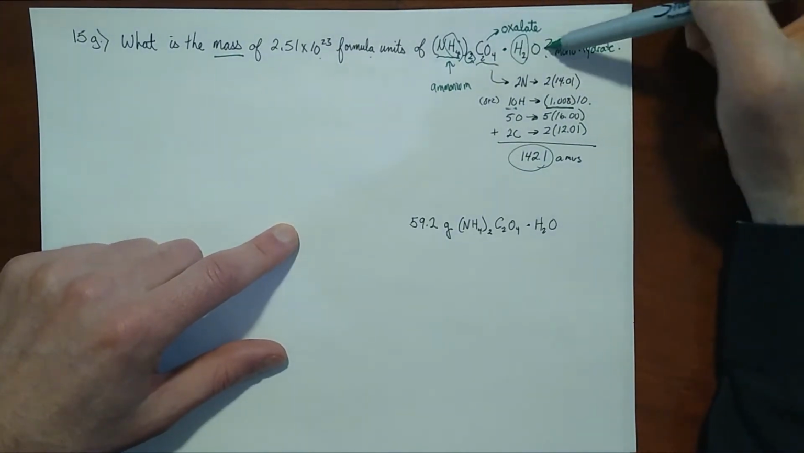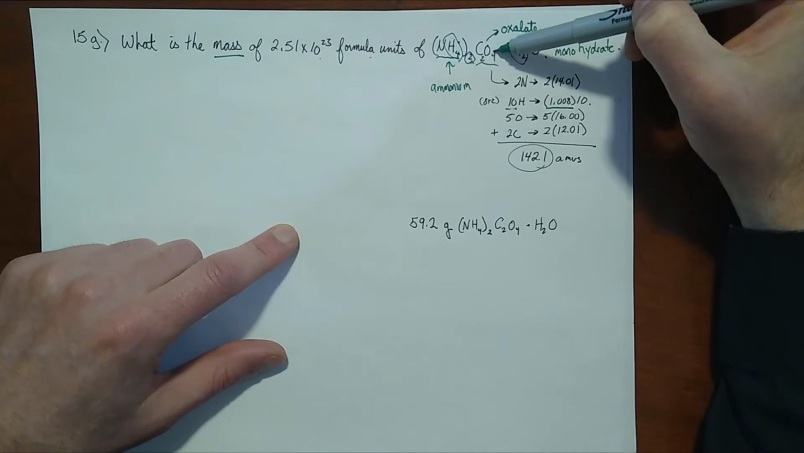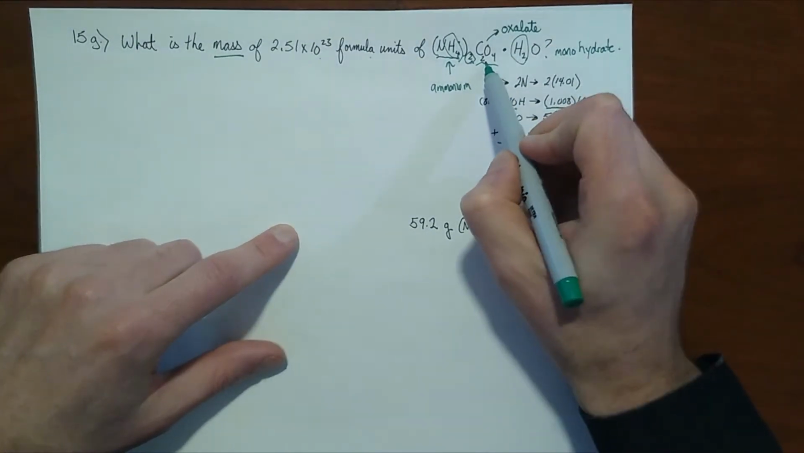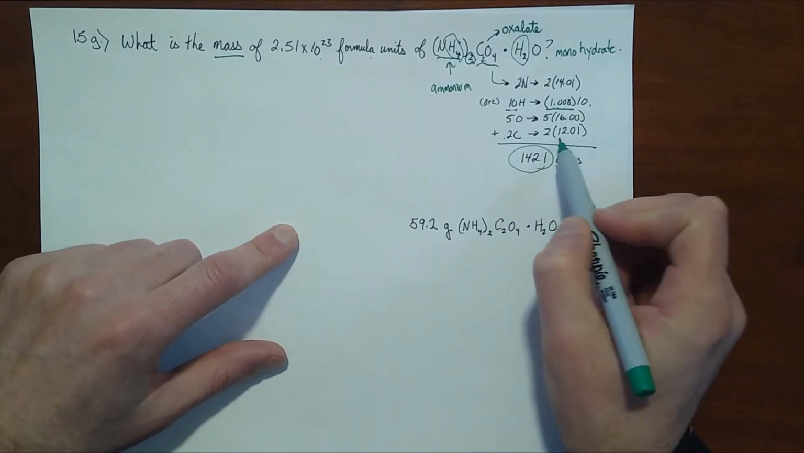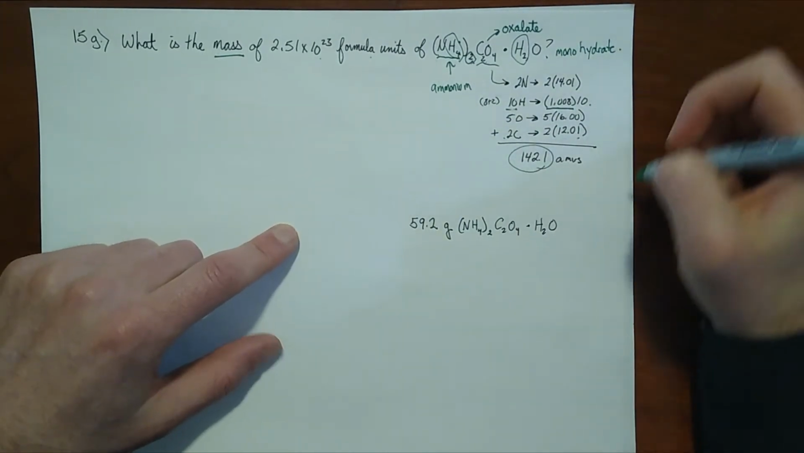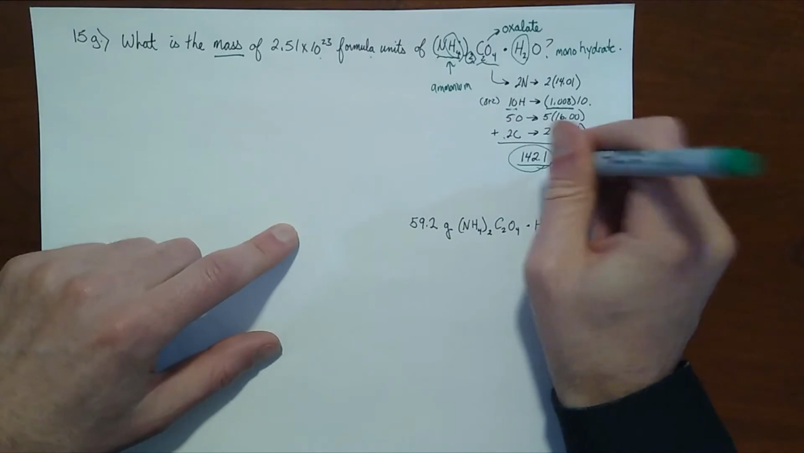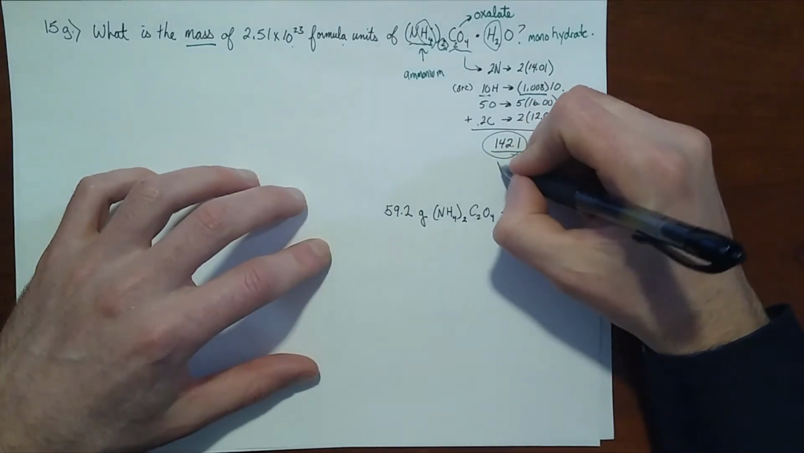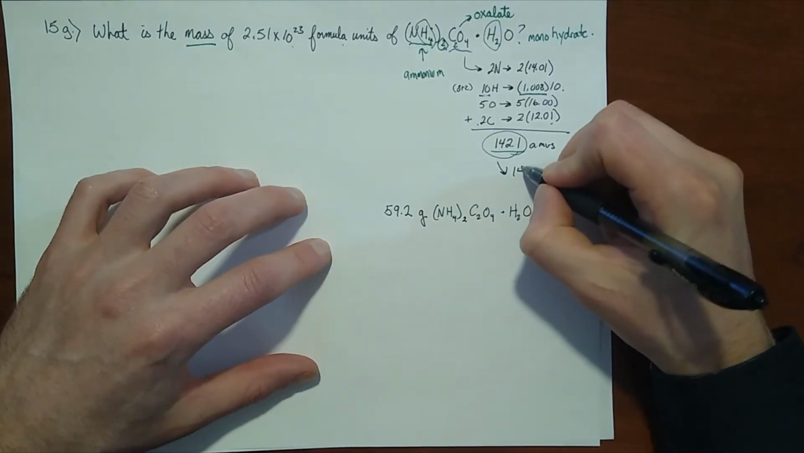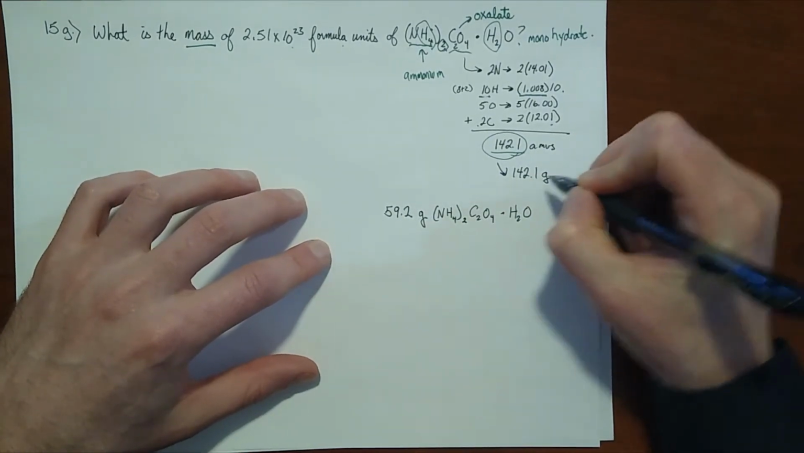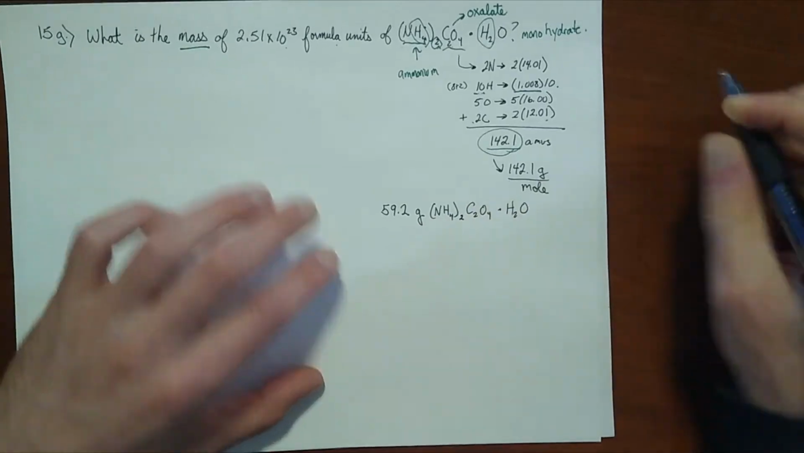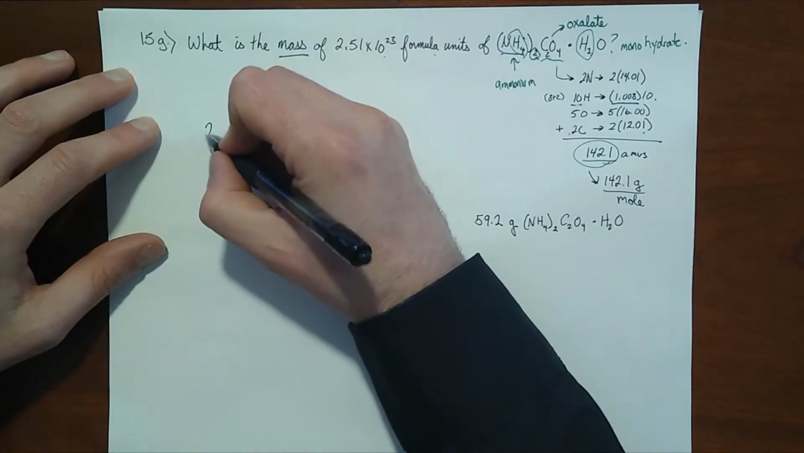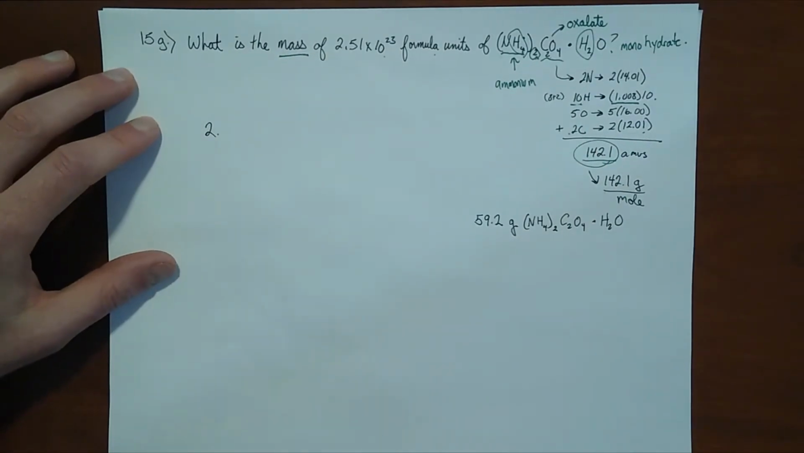I have 5 oxygens, 1 from the water and 4 from the oxalate. So 5 times 16. And then I have 2 carbons from the oxalate, 2 times 12.01, the atomic mass of carbon. And when I add all of those, I get 142.1 AMUs. Which means, again, that the molar mass that I'm going to use for the conversion is 142.1 grams per mole of this substance. Okay, so let's go through it now that we have the conversion factors that we need.